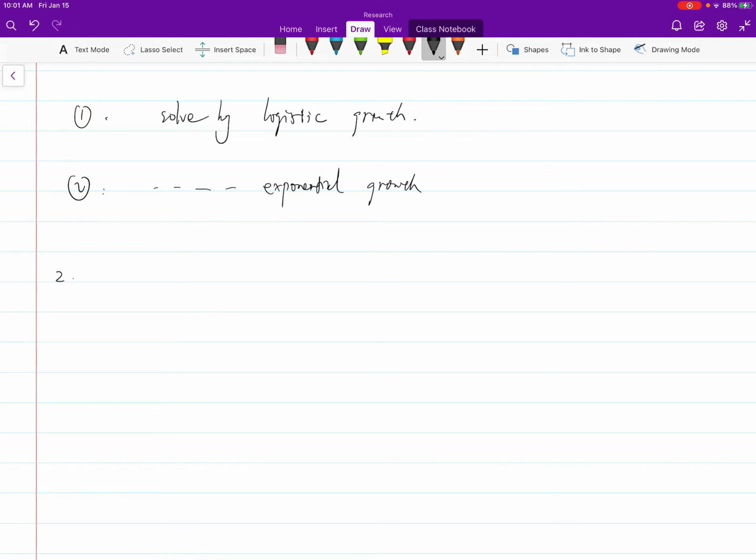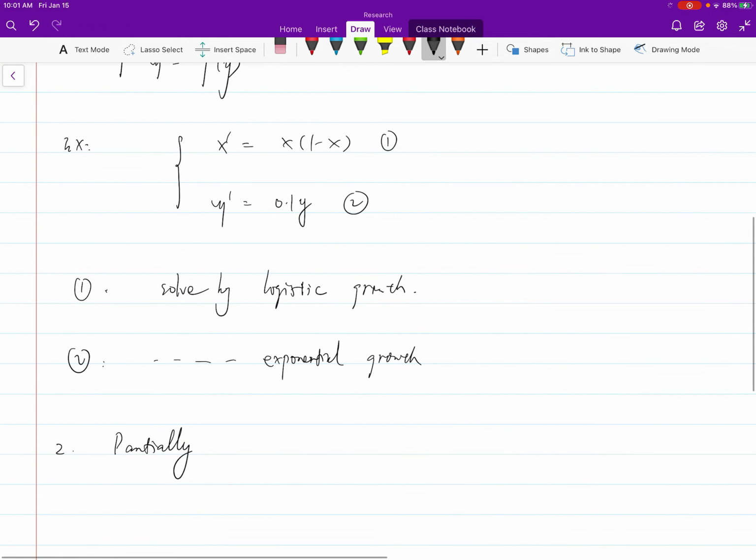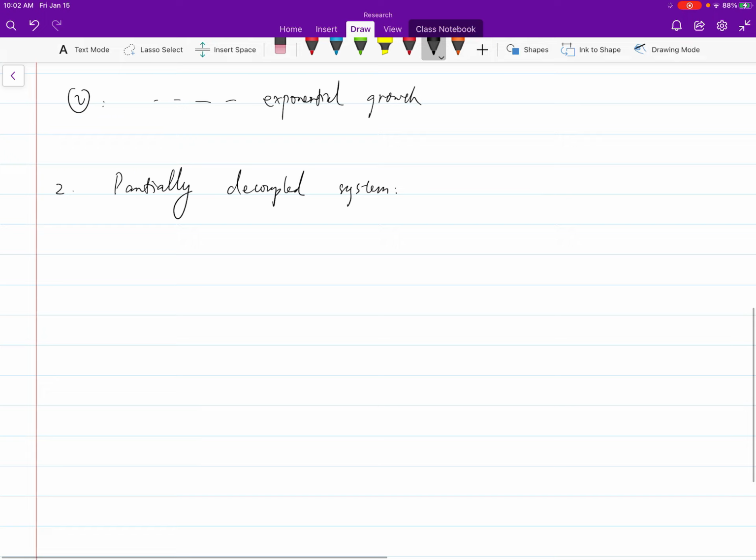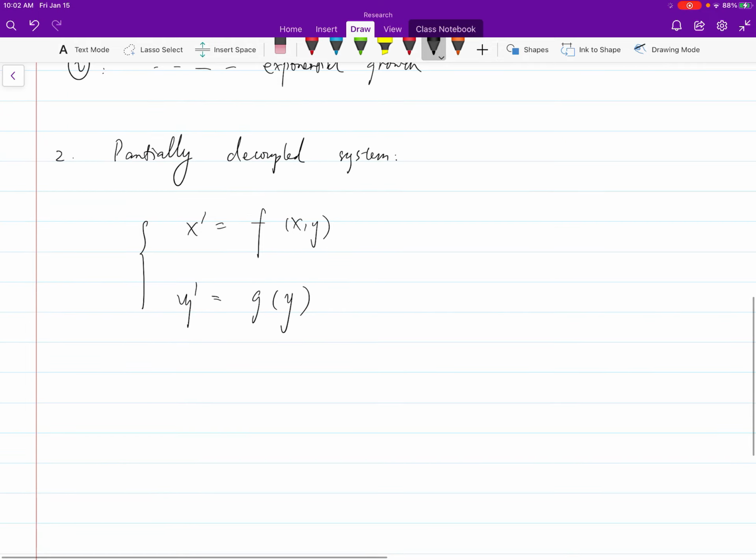The second one will be slightly harder than this, but also not as hard as the full system, and it's called a partially decoupled system. They're not completely decoupled. That means x and y are not completely unrelated, but you only have a one-direction relationship. For example, x depends on x and y, but y only depends on itself. Or it's the other way around. So it's either x depends on y or y depends on x.